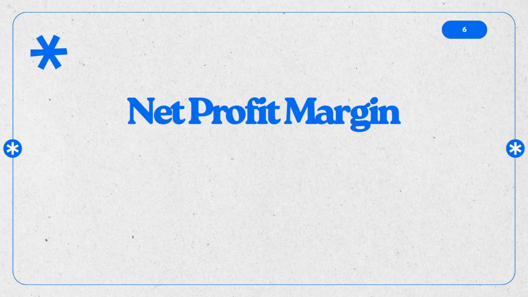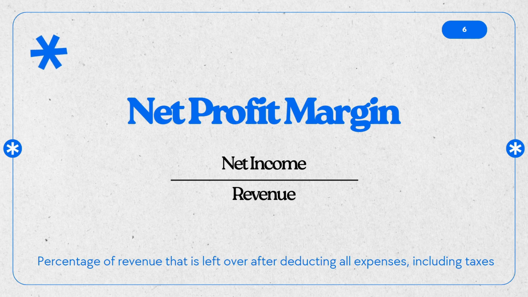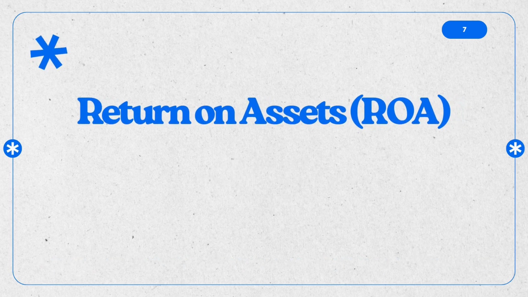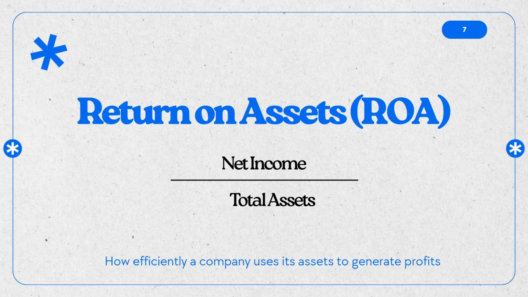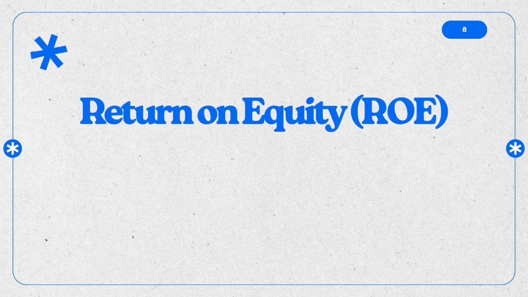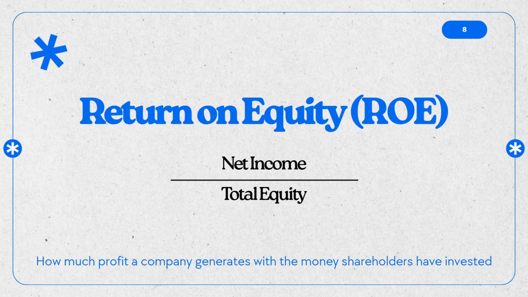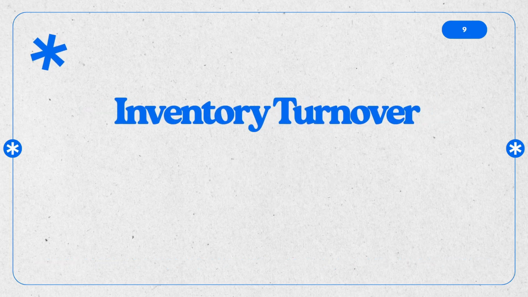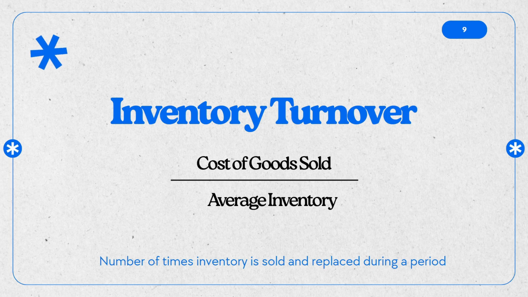Net profit margin. Net income divided by revenue, showing the percentage of revenue that is left over after deducting all expenses including taxes. Return on asset, ROA. Net income divided by total assets, how efficiently a company uses its assets to generate profits. Return on equity, ROE. Net income divided by total equity, showing how much profit a company generates with money shareholders have invested.